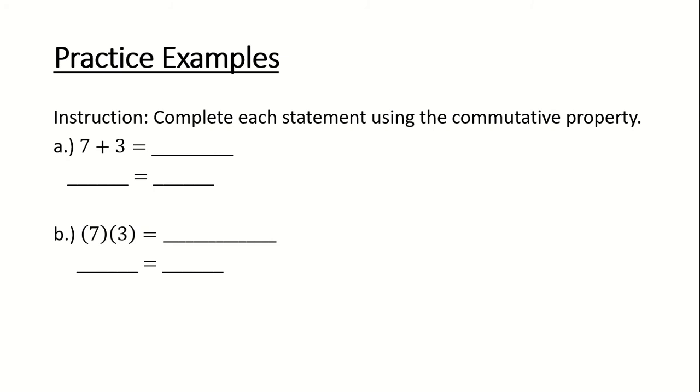So let's try to apply the concept here. 7 plus 3 is just the same as 3 plus 7 if you apply the commutative property, because 7 plus 3 is 10, and 3 plus 7 will still give you 10. So this is the commutative property of addition. The second one is 7 times 3. If you apply the commutative property, you can just interchange 3 and 7. If you simplify, 7 times 3 is 21, and 3 times 7 is also 21.